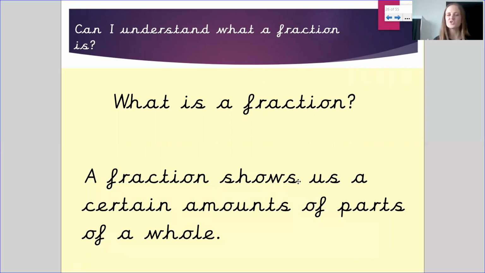Right, a fraction shows us a certain amount of parts of a whole. So it's going to show us how many parts of a whole have I eaten or colored in or given away. So your whole is the number that you start with. Your fraction is the parts of the whole.